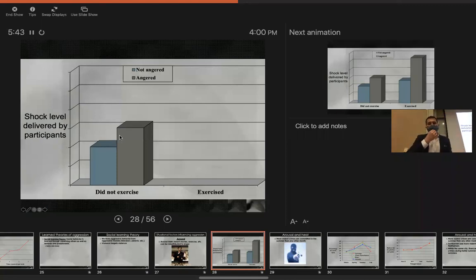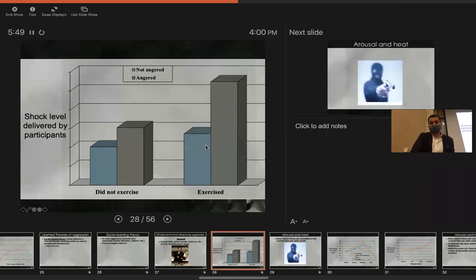But what's particularly interesting and what's relevant to us right now is that this effect gets much stronger among participants who had just exercised. So in other words, the people who had just exercised, if they encounter someone who angers them, they set really high levels of shock, right? And the main reason for that is that they're in this heightened physiological aroused state when this person angers them.